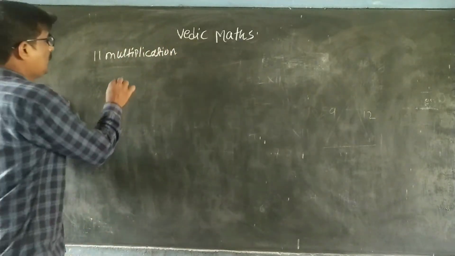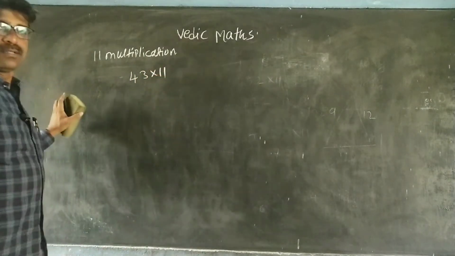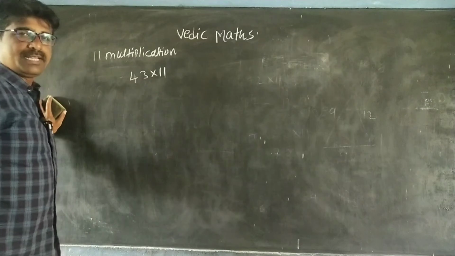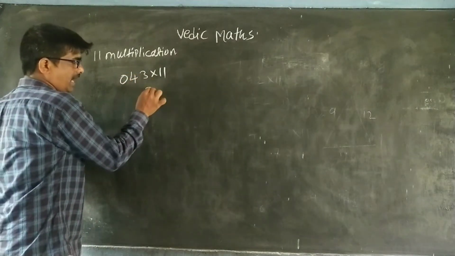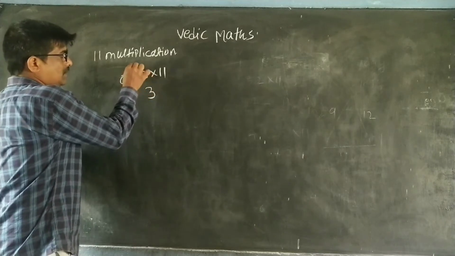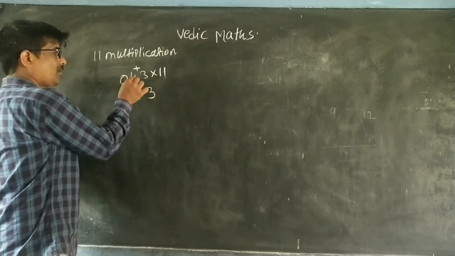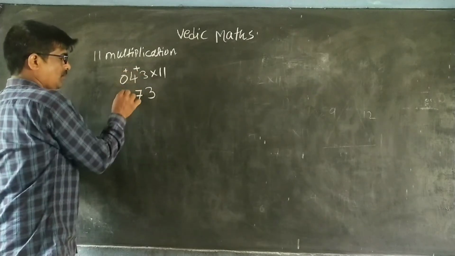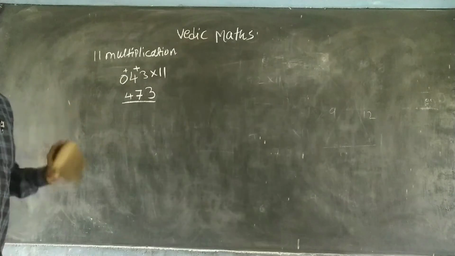For example, 43 into 11. Here, with 2 digits, you can multiply easily, but we have a shortcut method. First, the 3 as it is. Next, 3 plus 4 is 7. Next, 4 plus 0 is 4 only. Just add the neighboring numbers and write that.